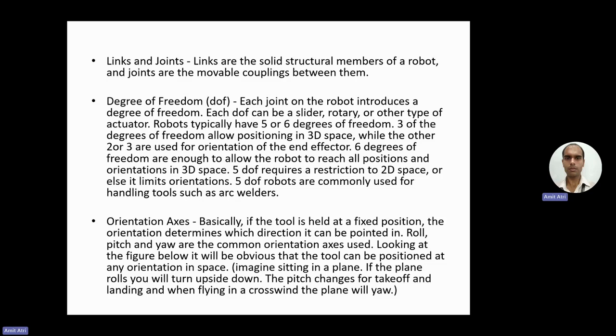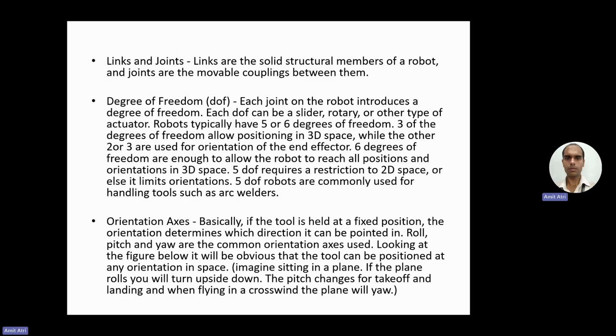Then 6 degrees of freedom are enough to allow the robot to reach all positions and orientations in 3D space. 5 degrees of freedom requires a restriction to 2D space, or else it limits its orientations. So they are used for handling tools, like arc welders. Commonly, six degrees of freedom are used in normal or common applications of robots.